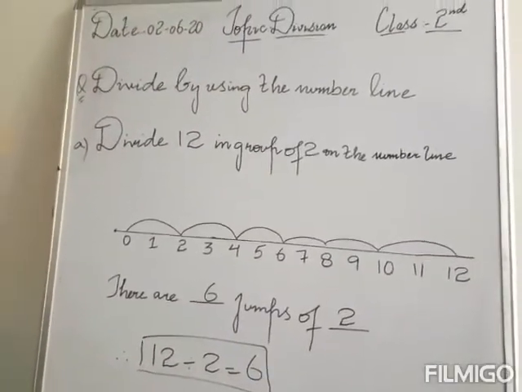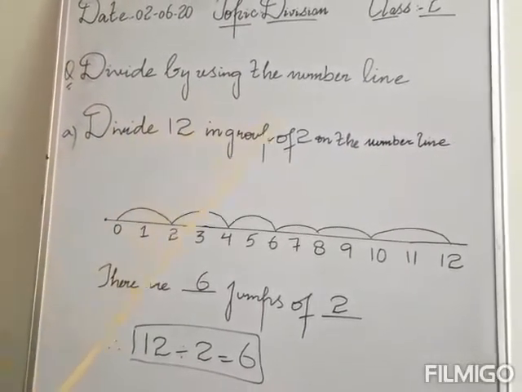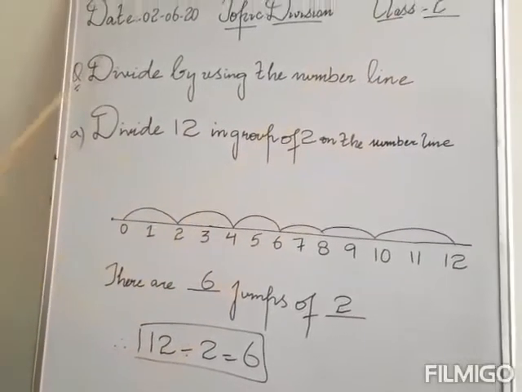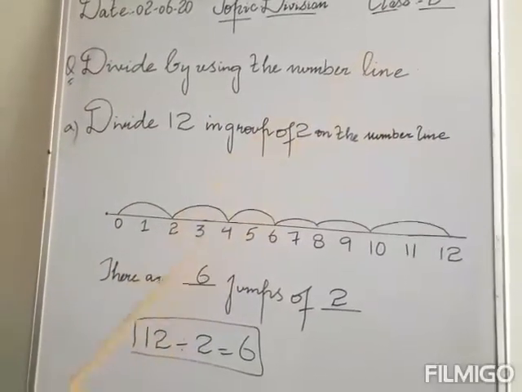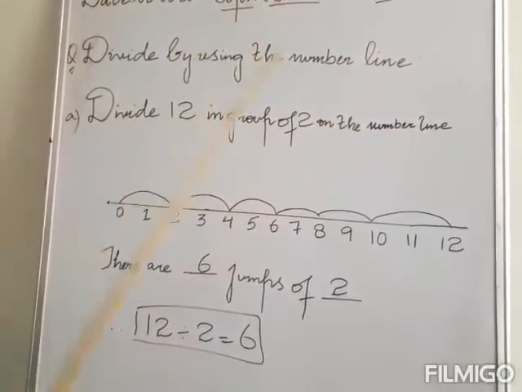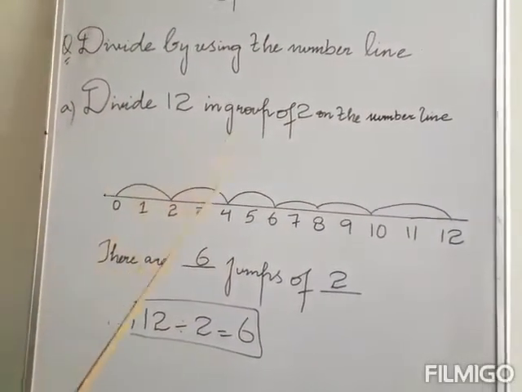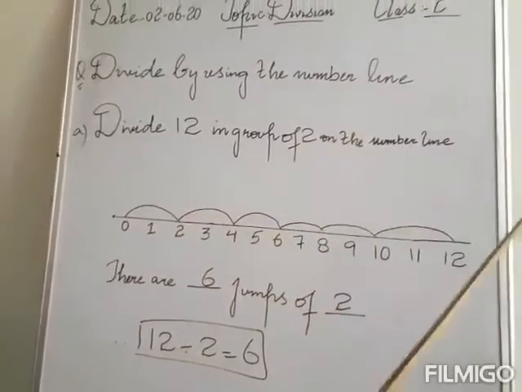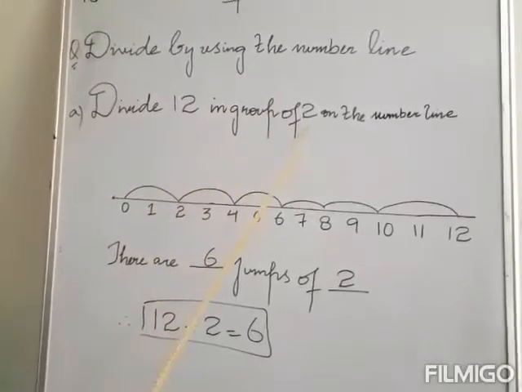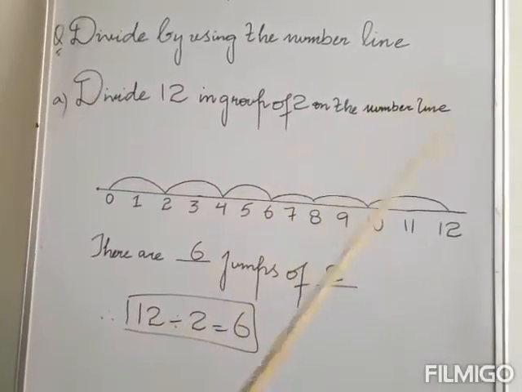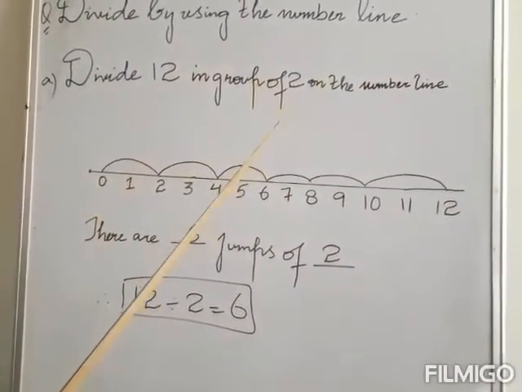Now, look here, my dear students. Our second question is to divide by using the number line. You have to divide the number by using a number line. The question is: divide 12 in groups of 2 on the number line. That means you have to divide 12 by 2 on the number line.